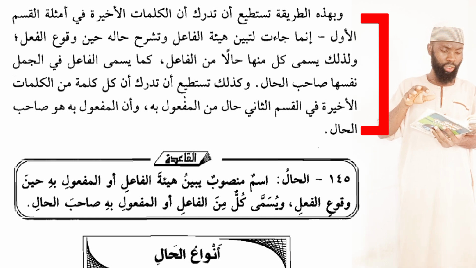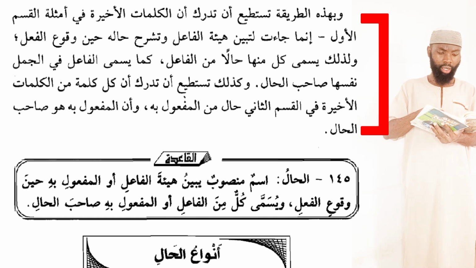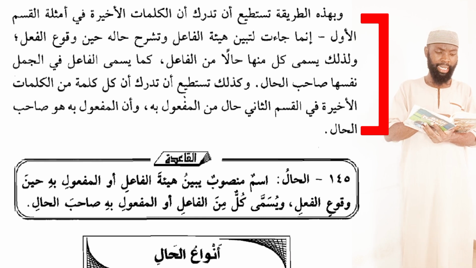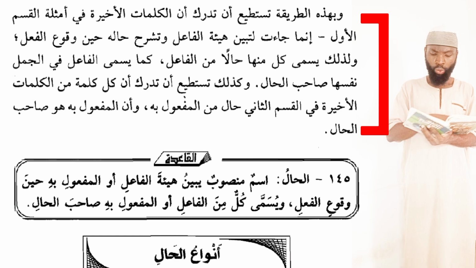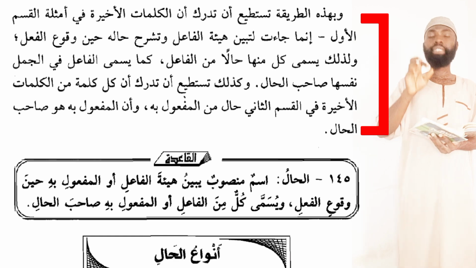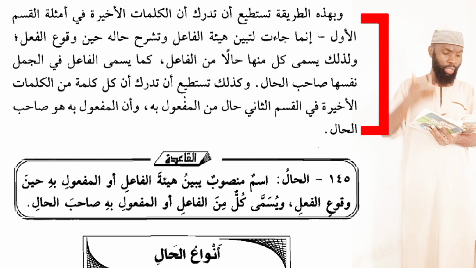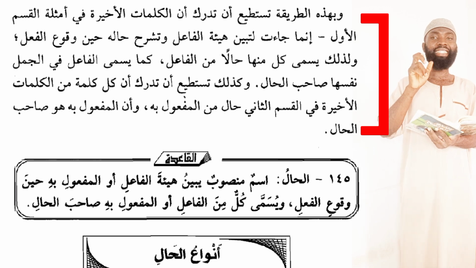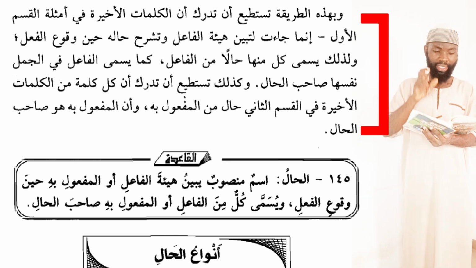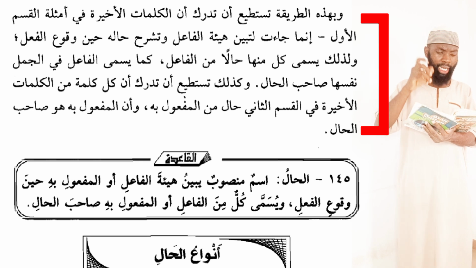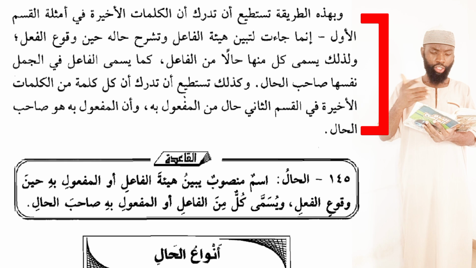From this explanation, in this way, you will understand that all of the last words in the first section of examples came to show the condition of the subject and explain its state at the time the action occurred. These words make you understand the situation in which the subjects of these three sentences were, or in which they happened, and they explain the condition also.